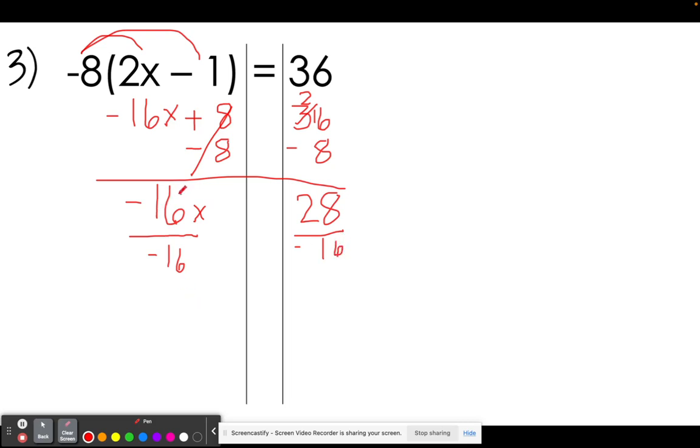Now, for the most part, I would say you're pretty much done. But let's rewrite this. X equals, first of all, I have positive divided by a negative, so my fraction here is going to be a negative. And I can simplify 28 over 16 by dividing them both by 4. That gives me 7 over 4. You don't need to make it into a mixed number or a decimal. You can just keep it as an improper fraction, negative 7 over 4.